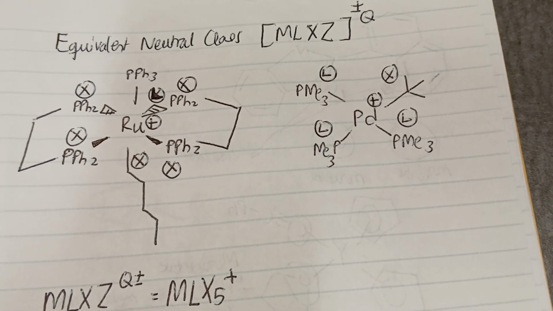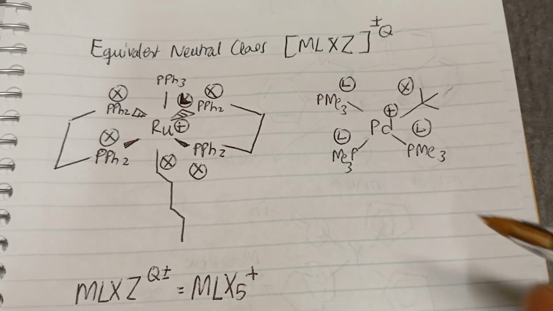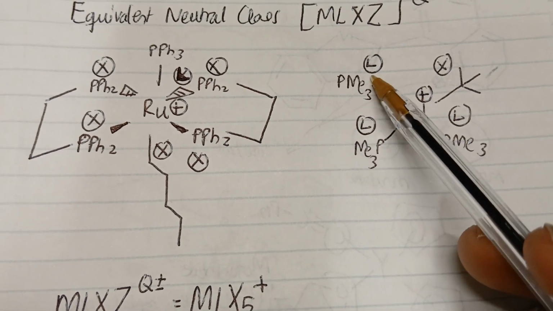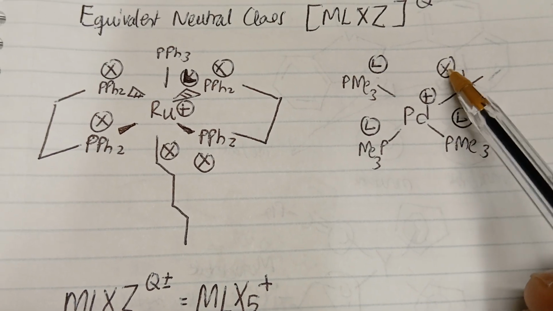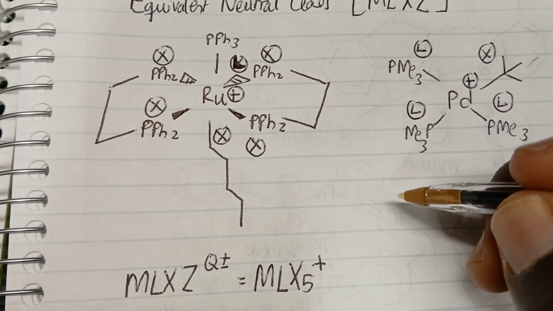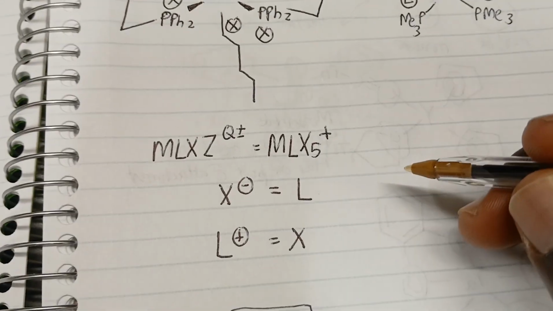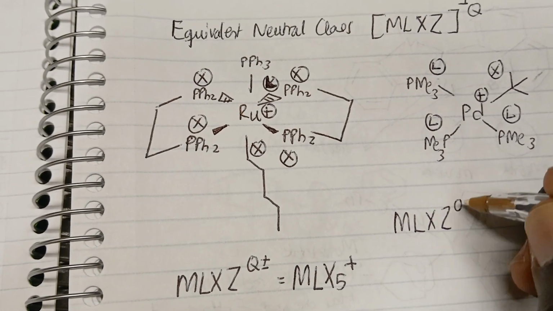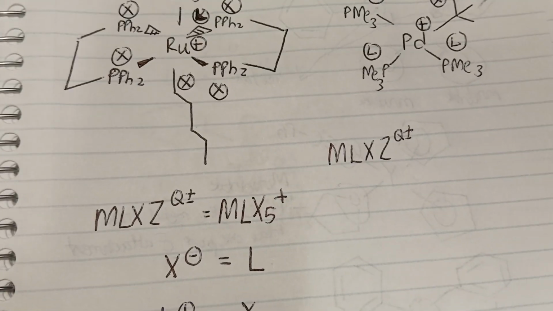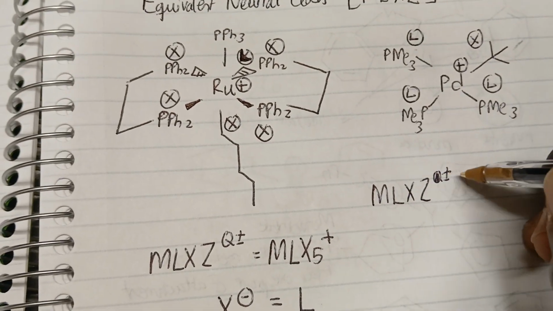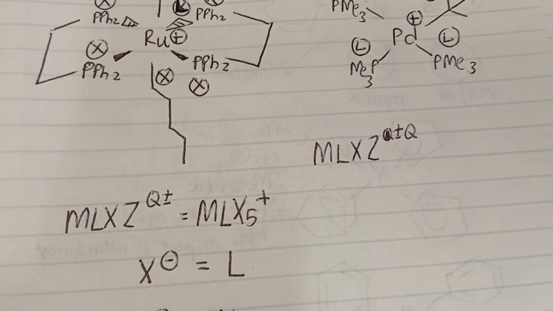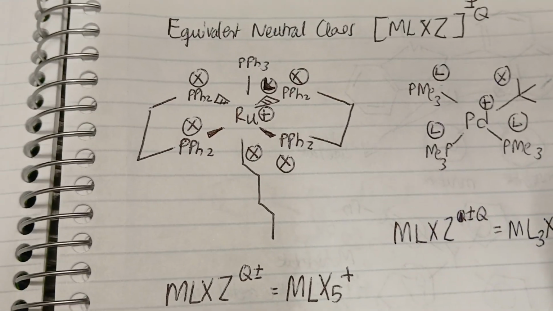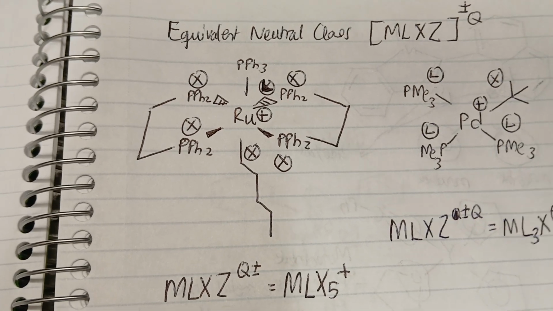When we look at the case of this metal complex, what do we think? This is also positively charged, and it's connected by 3 L ligands. It's also connected by an X ligand. So let's write out the configuration. MLXZ Q plus minus. It's usually plus minus Q. I should correct that. It's plus minus Q. So we have 3 L's and 1 X. And this is overall positively charged.